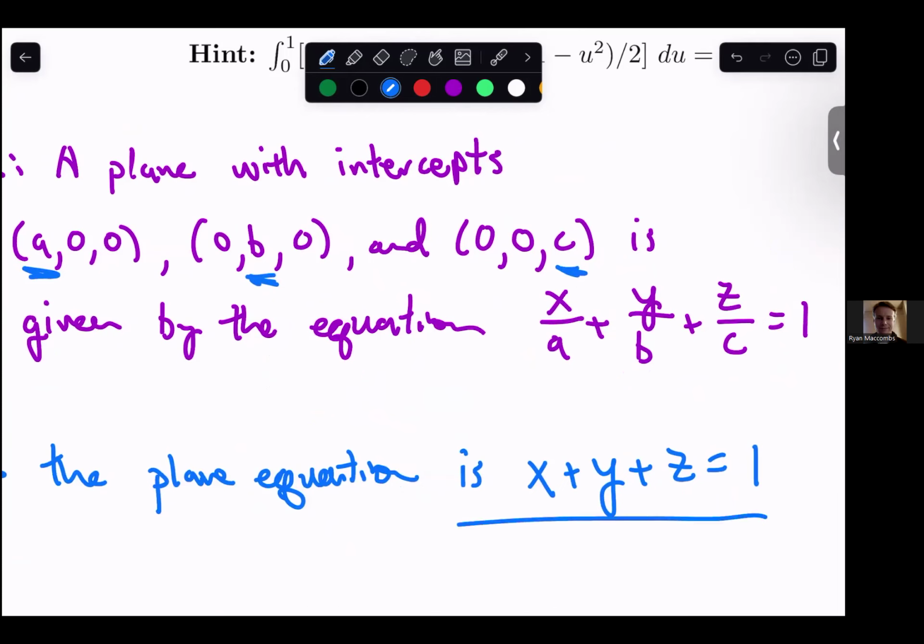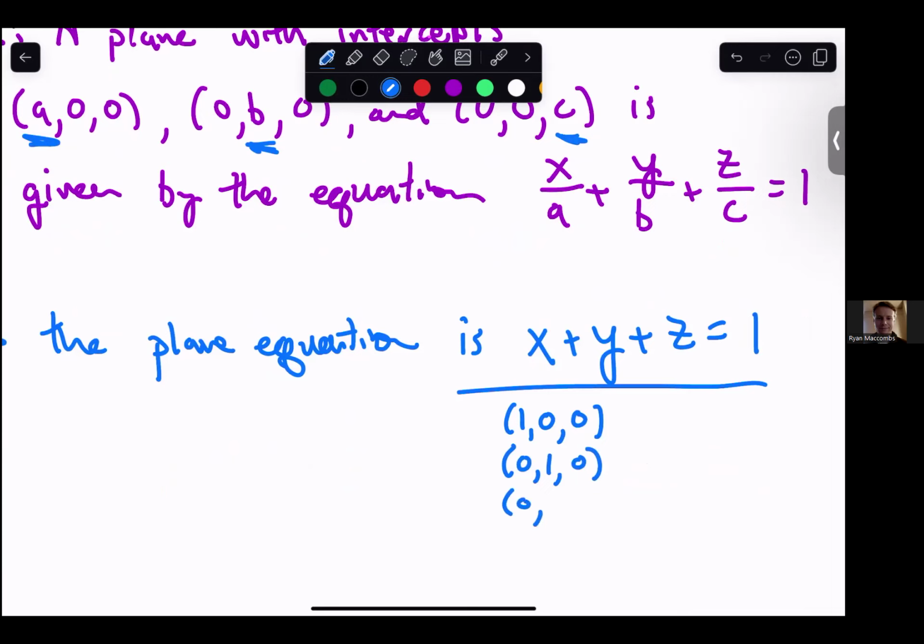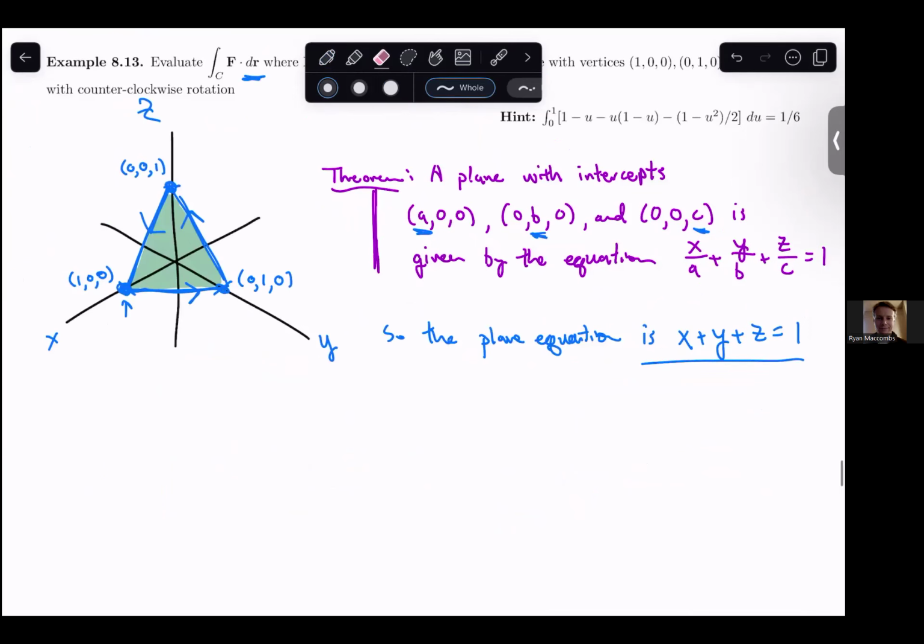And of course, we can double check, right? We can verify that (1, 0, 0) satisfies this plane equation, and (0, 1, 0) satisfies this plane equation, and (0, 0, 1) satisfies this plane equation. And therefore, this is a plane that contains these 3 points. All right, so a little bit of bonus information, a little bit of cheatery, I suppose, but this is a nice, fast way to come up with plane equations when you're given all intercepts.